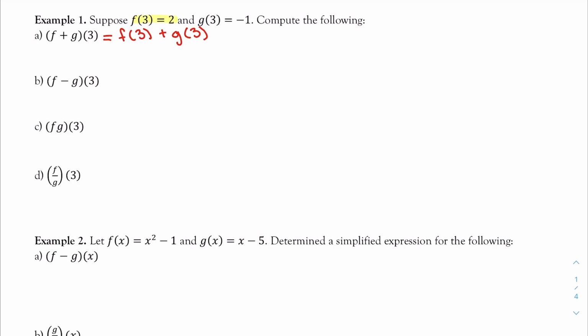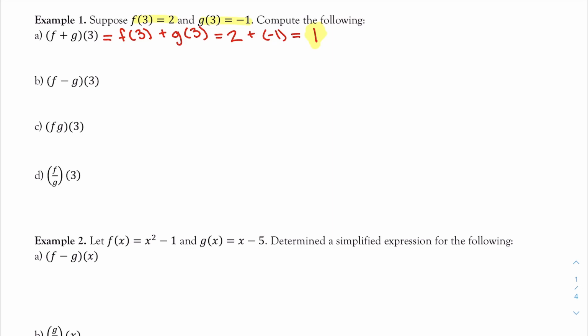F of 3 we know is 2, so this is equal to 2 plus g of 3. We know that g of 3 is negative 1. So I'm just doing what's 2 plus negative 1? I get positive 1. And that would be my final answer. So again, we're translating our new notation into what we're a little bit more familiar with.